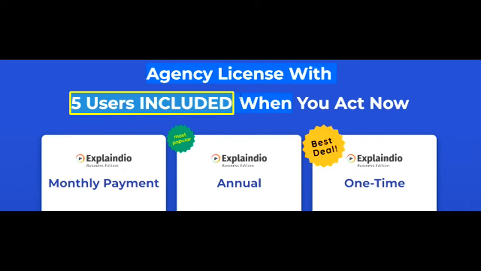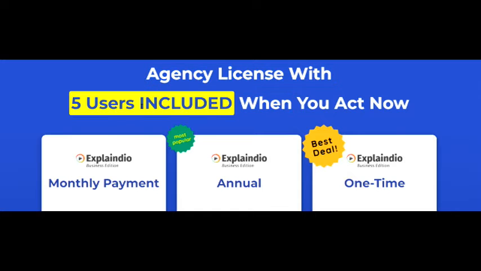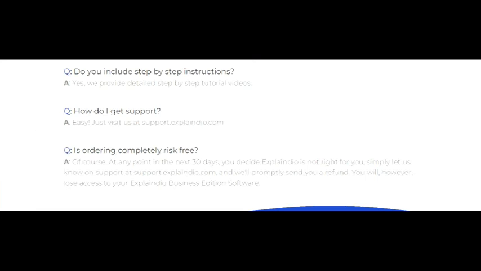For the business agency, you get 5 users access, 5 users included when you add on 27th of March. There is the customer support you're getting, and you get access to the 30 days refund policy that you would not get anywhere else. That means if you don't like Explaindio, within 30 days you can ask the owners for the refund.